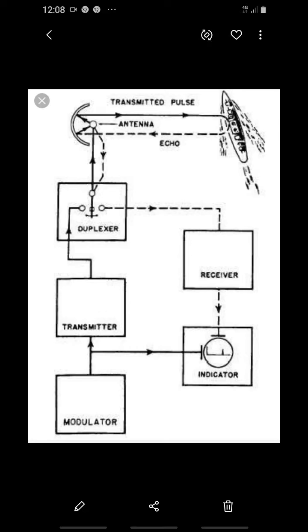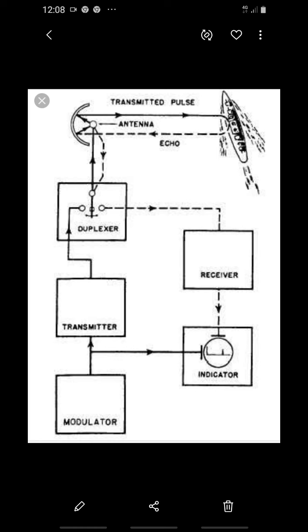Today I am going to explain the operation of basic radar. Radar stands for radio detection and ranging. It is an electromagnetic system used for the detection of location, range, direction, and velocity of distant targets.